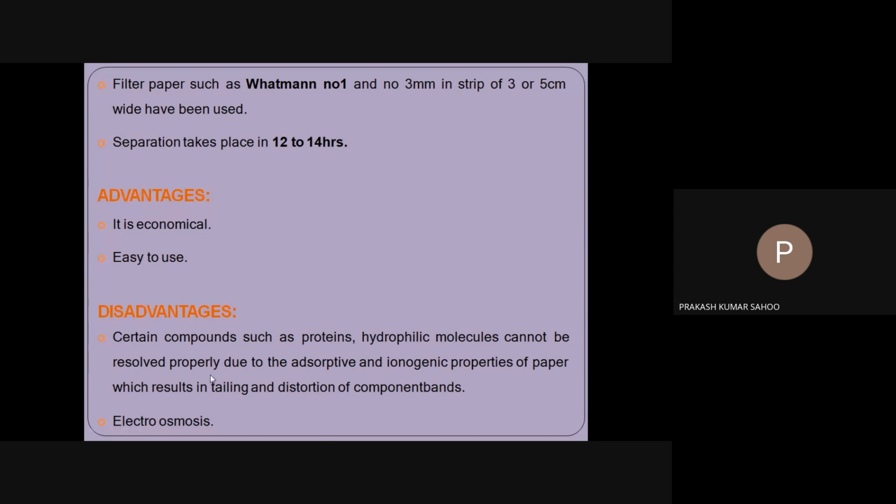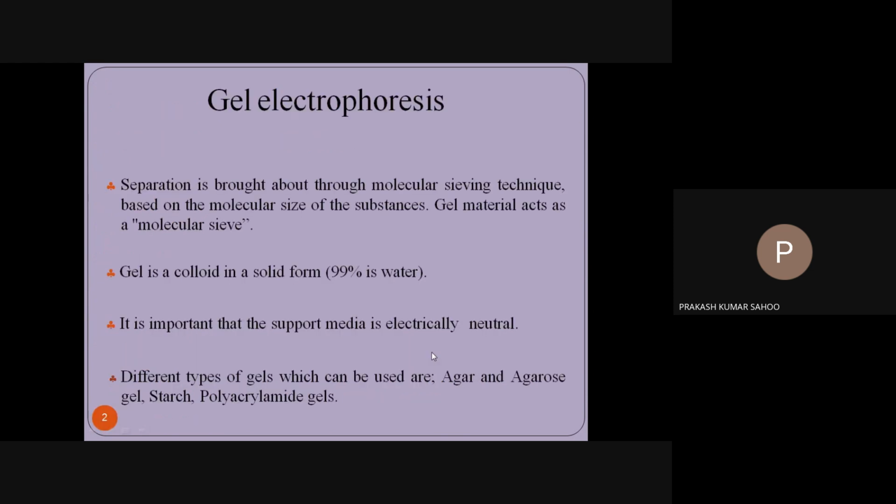So these are some disadvantages. Then we have gel electrophoresis, where gel is used as the matrix and the separation is brought about through a molecular sieving technique based on the molecular size of the substance. Gel material acts as a molecular sieve. Gel is a colloid in a solid form that contains 99% water.